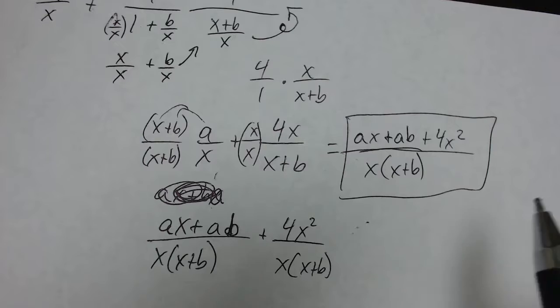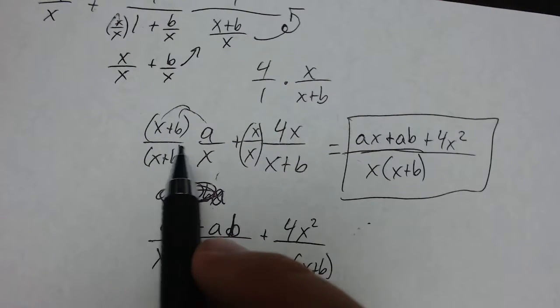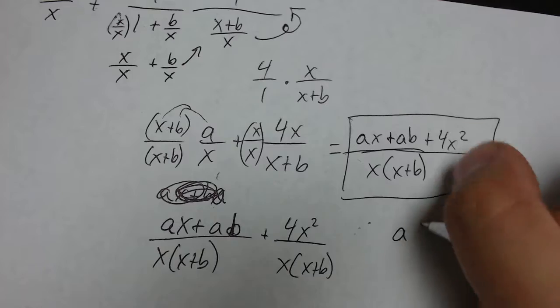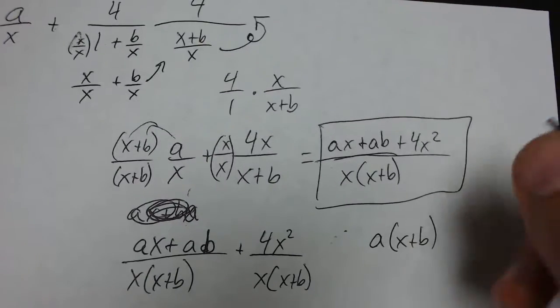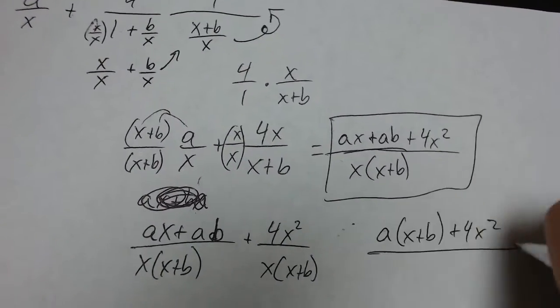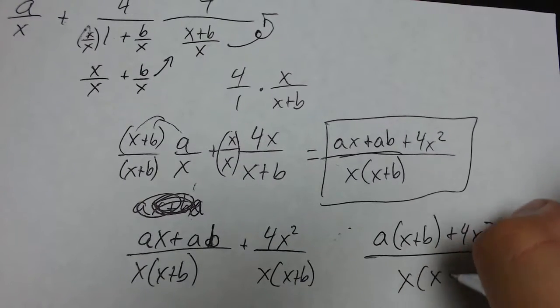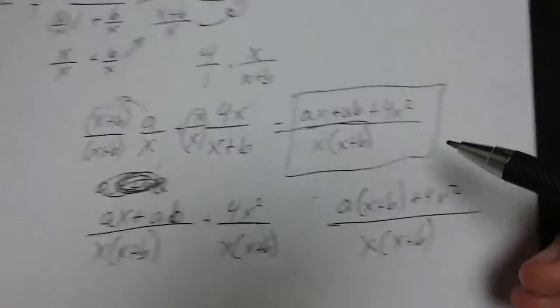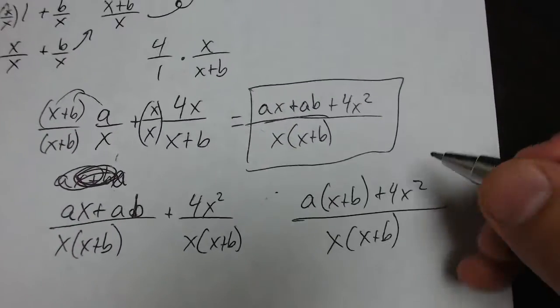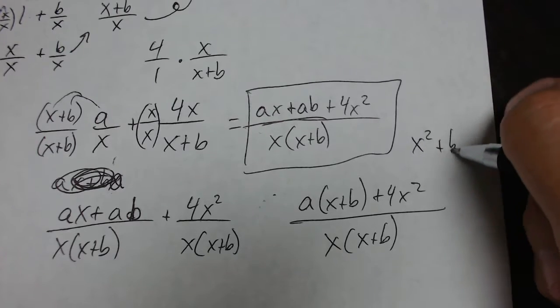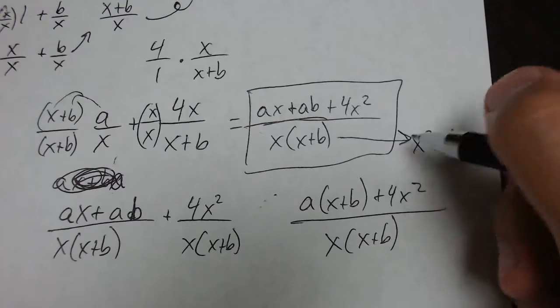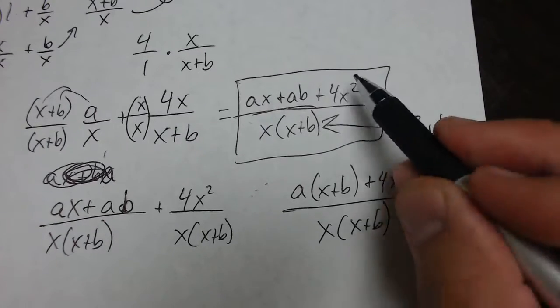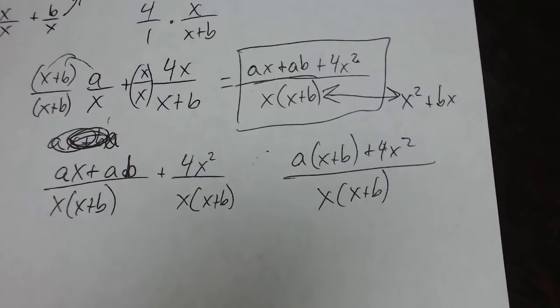Some of you may be asking, do I have to distribute here? The answer is no. You could write this final answer as a times parentheses x plus b plus 4x squared all over x parentheses x plus b. The other question is, can I distribute down here? Yes, you can. Another way to write the answer would be to write all of this over the denominator x squared plus bx. These two are the same number. These two are the same number. As we're checking our homework, if you have questions on that, just let me know, and I'll tell you whether or not your answer is correct.